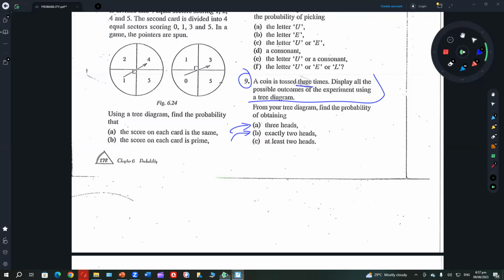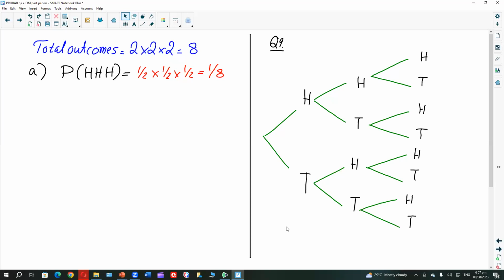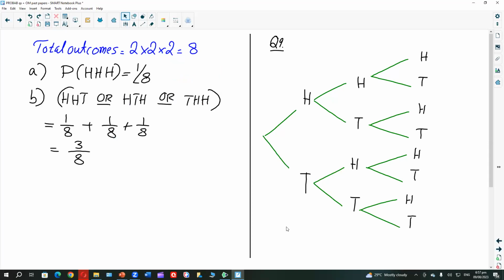Now exactly 2 heads. Now you have to see the options here. So first see the second part. Now how can I get 2 heads exactly? Look at this option: 2 heads, 1 tail, or head, tail, head, or tail, head, head. There are 3 options. So you have to count the numbers and remember that when you multiply them together, 1/2, 1/2, 1/2, it actually becomes 1/8. So copy part number B.